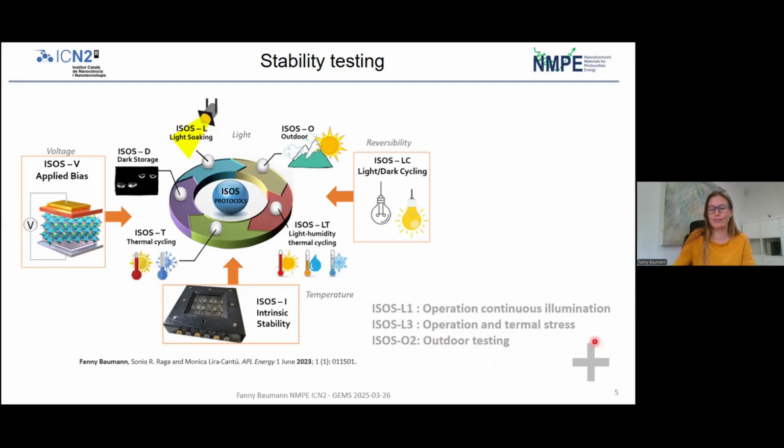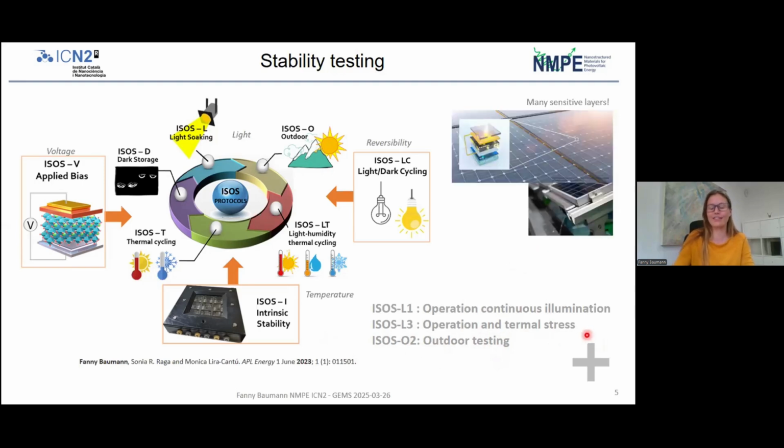I'm more dedicated to this plus sign over here. And I find it important to mention that in perovskite solar cells, there are many sensitive layers. And of course, there are also encapsulation strategies, something that we've been working quite a lot on in our group as well. And in this work, we didn't use encapsulated devices, but all of the measurements are performed in nitrogen environment or nitrogen flow to account for the full device as much as possible.